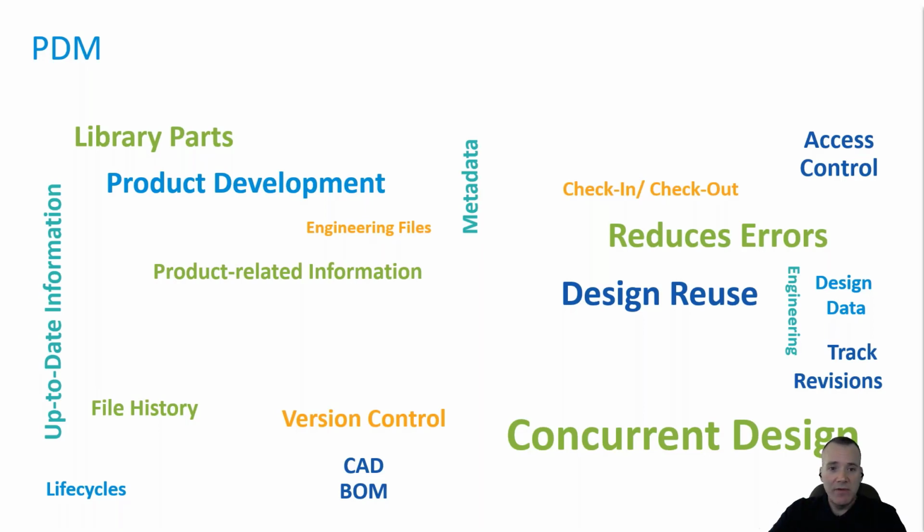It's where we store our engineering files. We do check in, check out. It gives us access control, right? We have a history of our files. It lets us track versions or revisions. It lets us get the most up-to-date information. Now, when we're talking about PDM and Vault specifically, Vault does do all of these things.